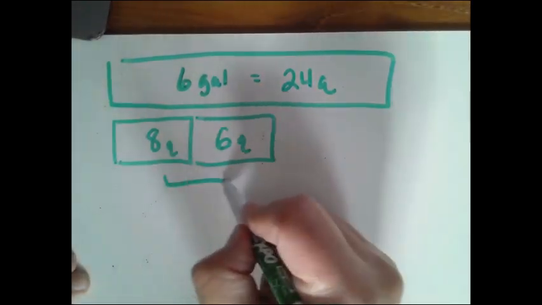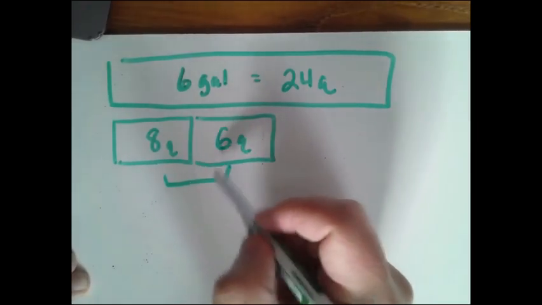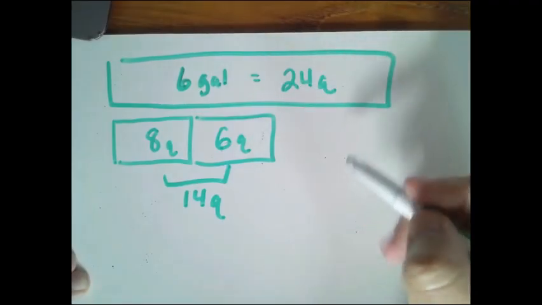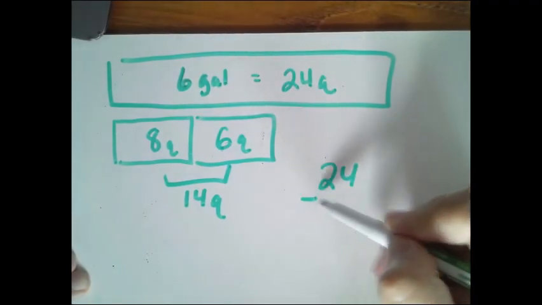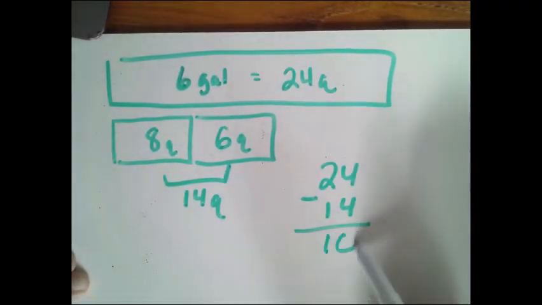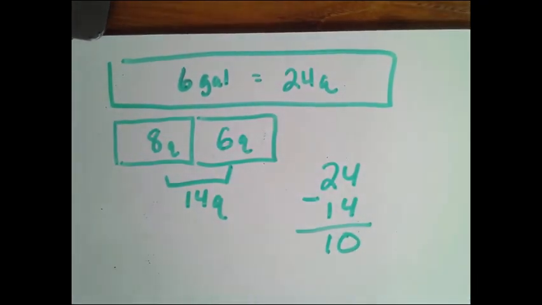So she uses a total of, 8 plus 6 is 14 quarts, right? And she starts with 24. So 24, take away the 14 that she uses, leaves her with 10 quarts for that second bathroom.